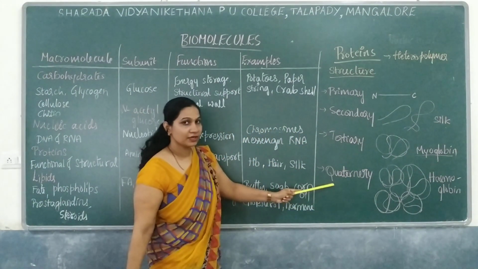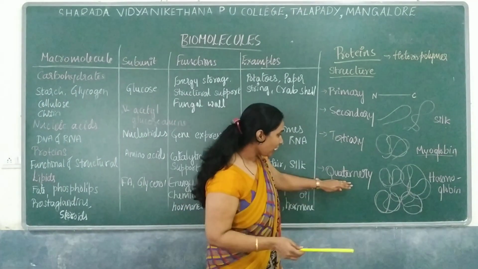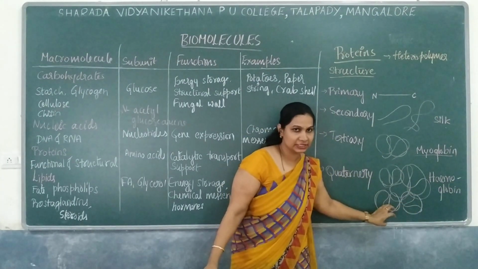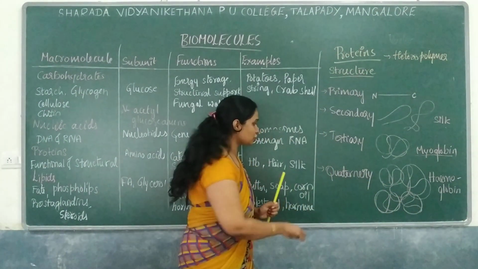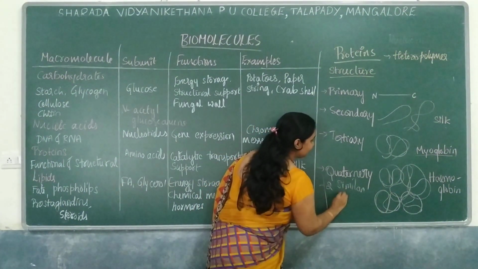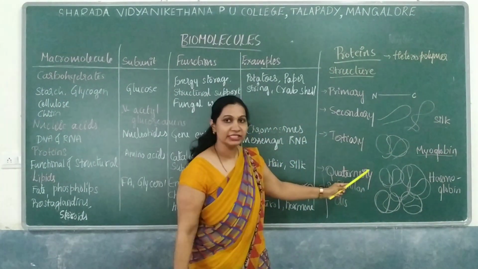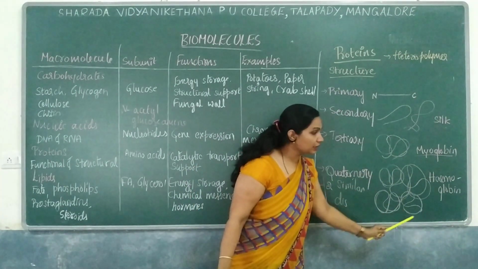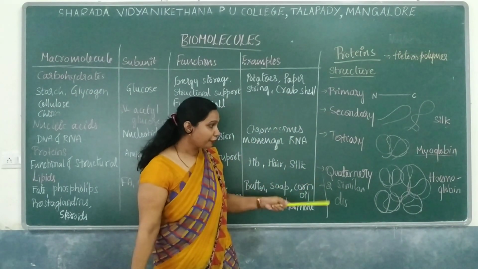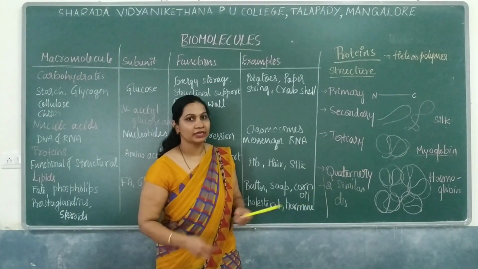And next, the last one is the quaternary structure, where in the quaternary structure, here you can see the 4 polypeptide chains. Here, quaternary structure means 2 similar or dissimilar polypeptide chains undergo a coiling and form a quaternary structure. It is a tetrahedral organization.